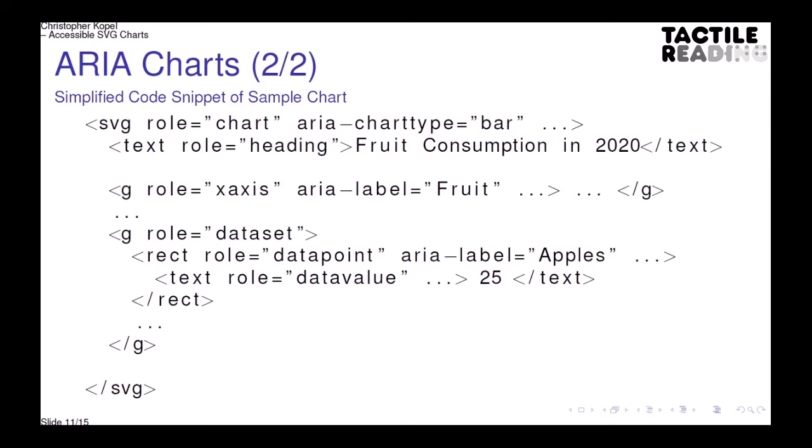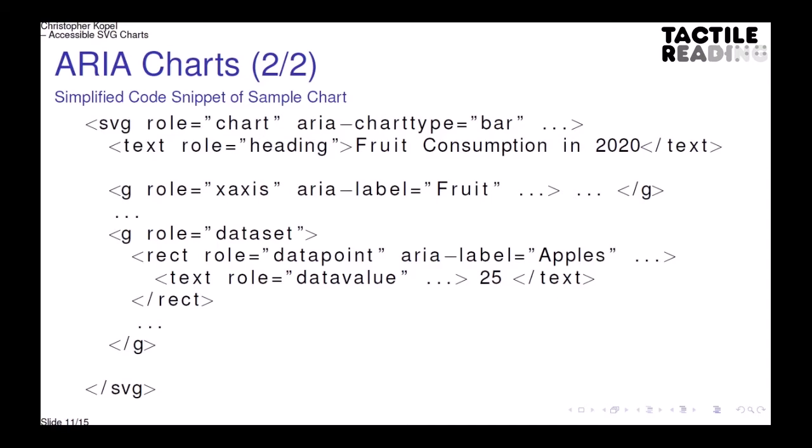Afterwards we have a G element. G is for grouping several other SVG elements. In this case it has the role x-axis, so this is the group for the x-axis. It contains all the labels of the x-axis, and it has the property aria-label set to fruit. So its name is fruit, its x-axis title is fruit.